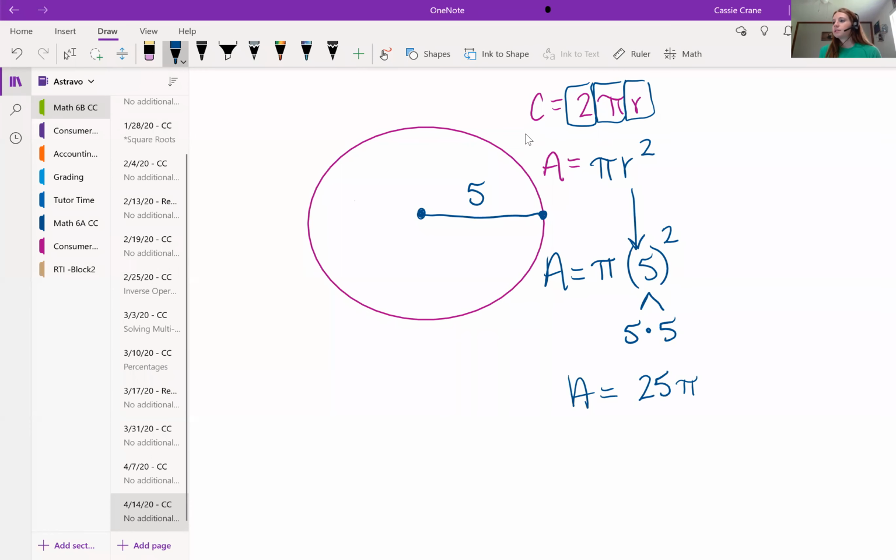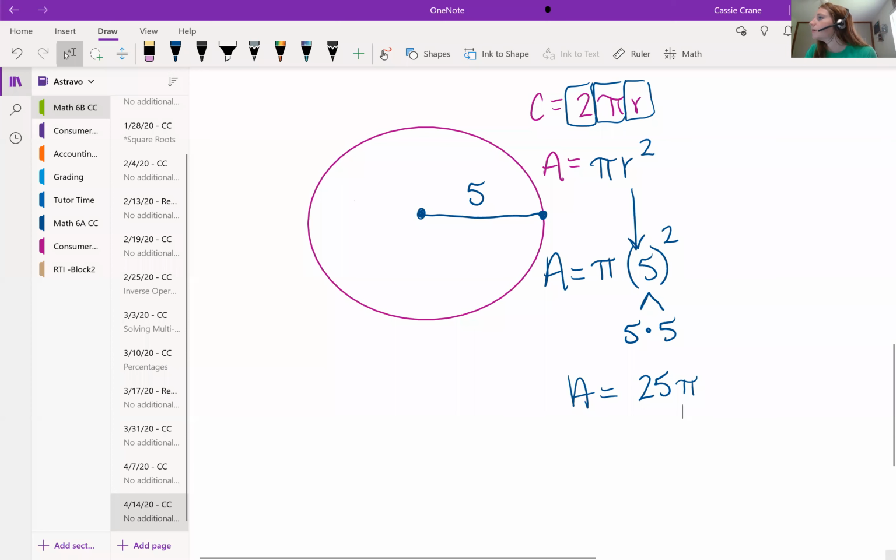So the area here is 5 squared, which is 25, times pi. And again, since it's the pi symbol, I'm going to put it on the end of the expression there and call it 25 pi. Okay, so 25 pi would be the answer here for the area.